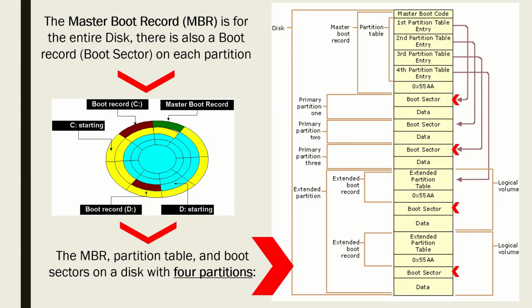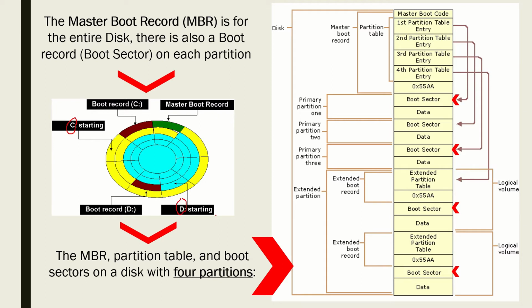Multiple boot records exist on the disk, one for each partition and one master. The one which holds the map for all the other partitions is called the master boot record, and on each partition there is also one boot record. For example, this disk has two partitions, C and D.